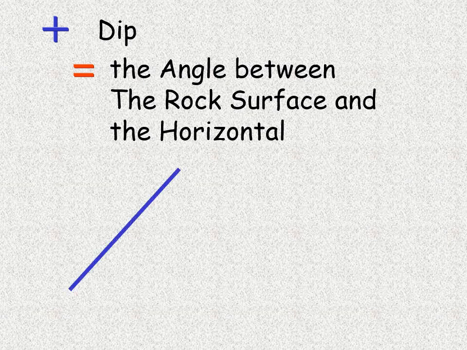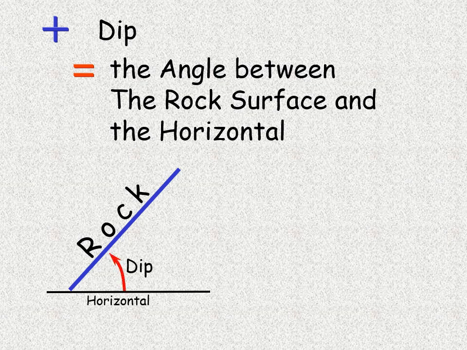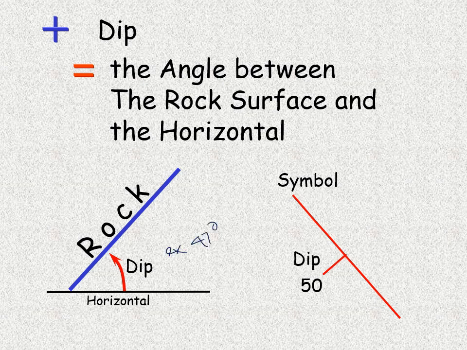So if this is a rock surface and here is, say, water, a horizontal line, the angle between the horizontal line and the rock surface is called the dip, and the dip is marked by a short line drawn on a strike line. So this is the strike, and dip is always perpendicular to the strike, so that indicates the dip. Generally this angle, for example, this is 47 degrees, and that number goes here, and in the map normally we assume that that is the north direction, and that is the strike.